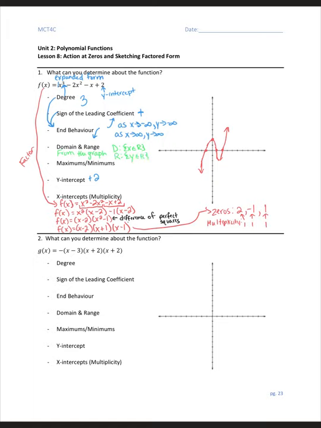If we look at our maximum and our minimums, well, we don't have any absolute maximum or minimums because we have end behaviors going in the opposite directions. So we're going to say we have no absolute max or minimum. But we do have some local max, right? I'd say this is a local max. So we could say we have a local max.